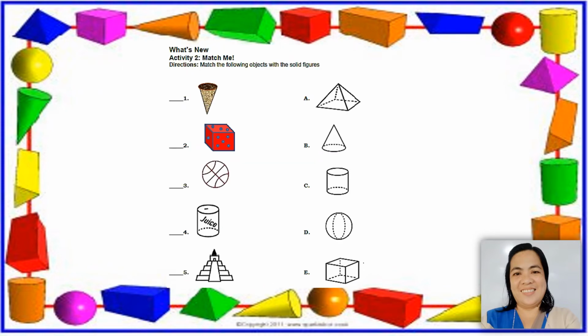What's new? Activity 2, match me. Directions: match the following objects with the solid figures. Try to look at the object, then match it to the solid figures in A, B, C, D, or E. Then write the letter on the blank before the number.